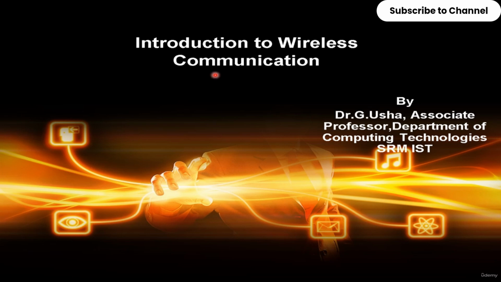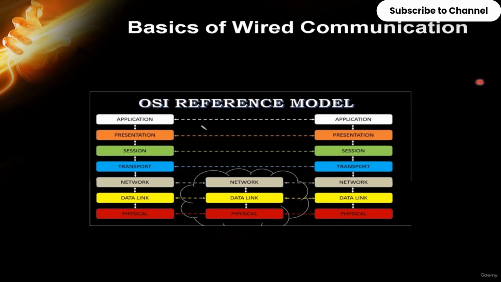Hi, in this lecture we are going to discuss Introduction to Wireless Communication. Before understanding wireless communication, a quick recap: we will see how wired communication takes place. Wired communication takes place with 7 layers: physical layer, data link layer, network layer, transport layer, session layer, presentation layer, application layer. There is a sender side and a receiver side. This is the network, that is the communication interface.